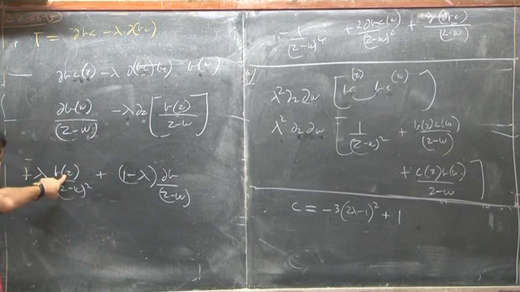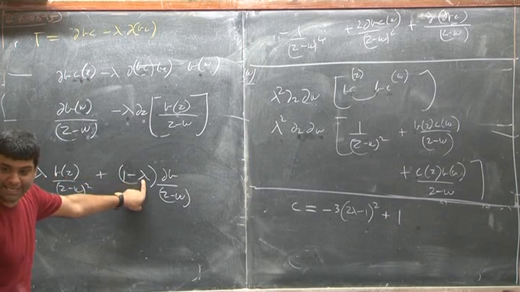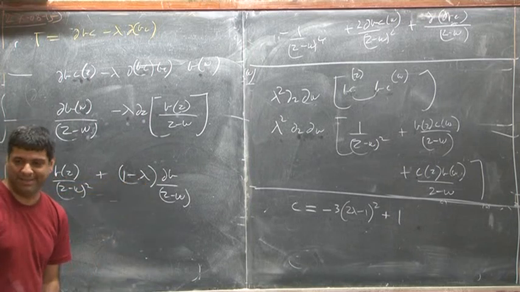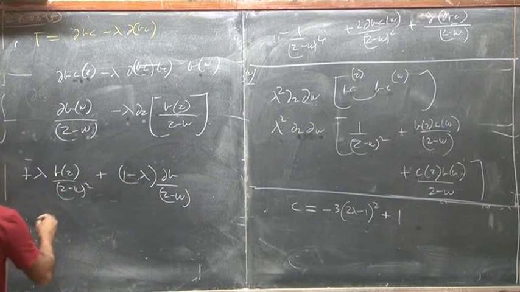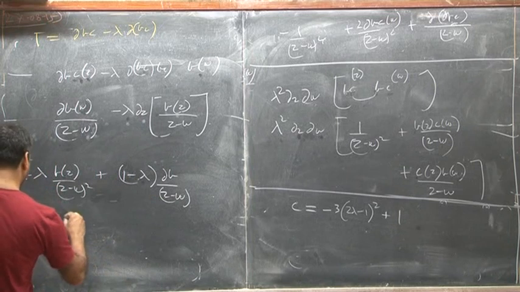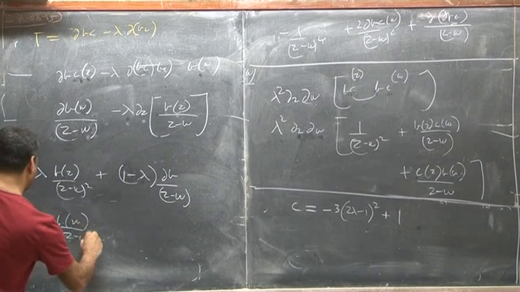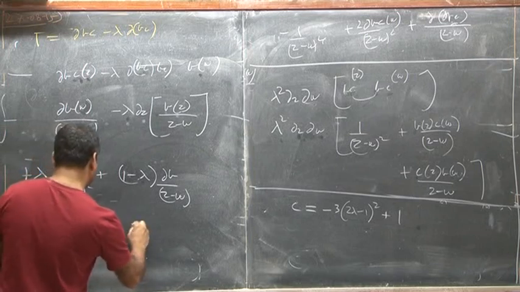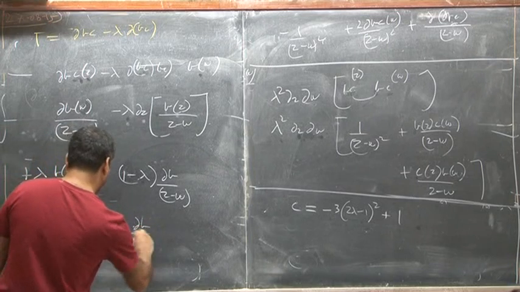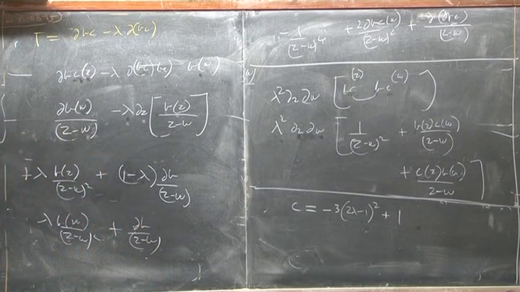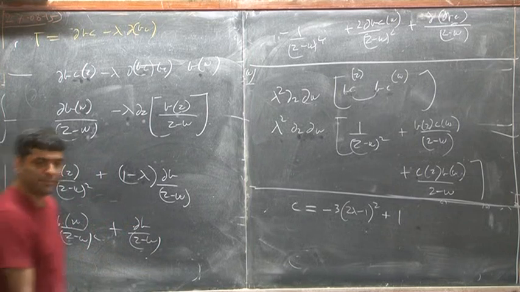So good. But now we also have to Taylor expand this guy. That Taylor expansion cancels this lambda del. Okay? So this is equal to lambda del B of W over Z minus W squared plus del B of Z. Yeah, that was not so bad.